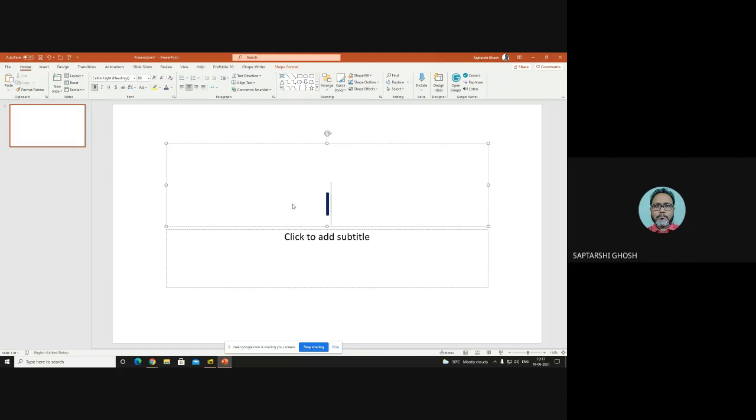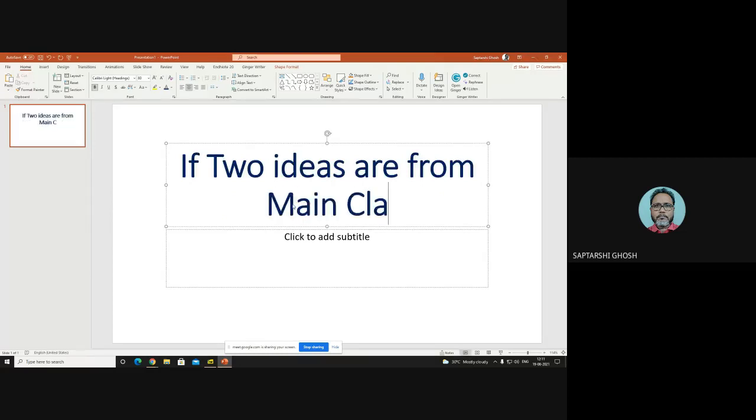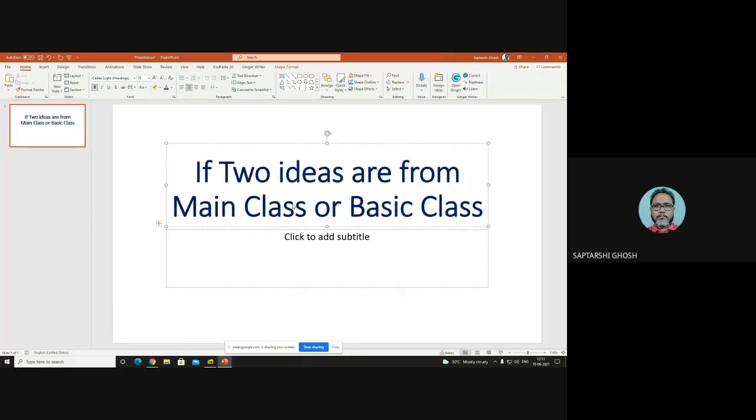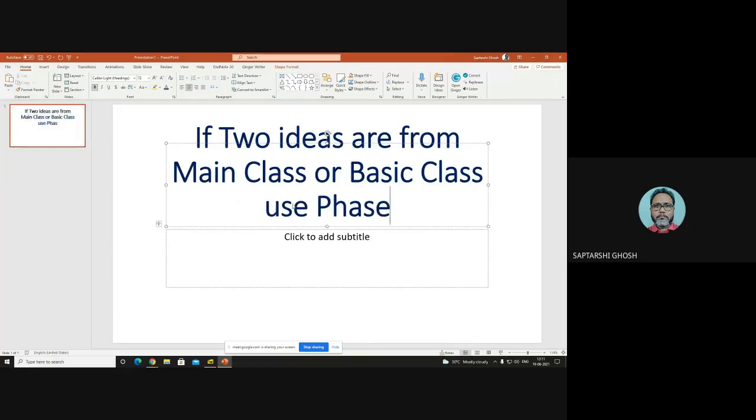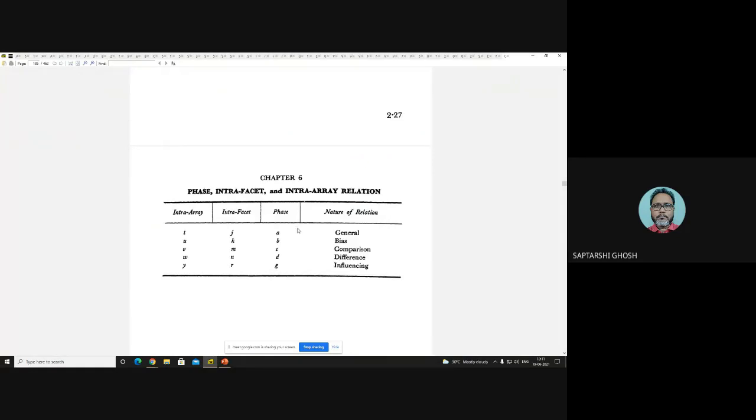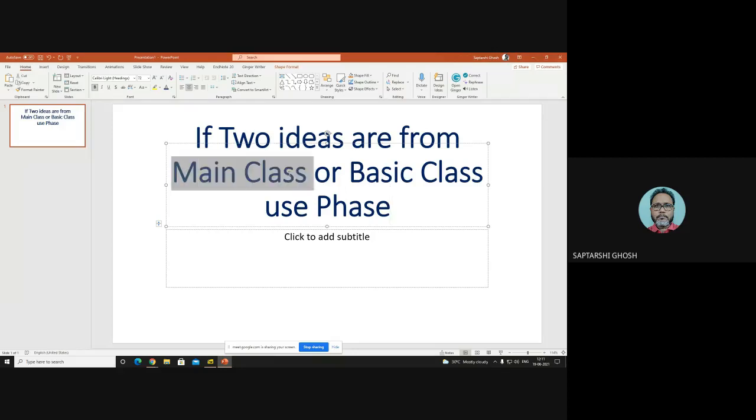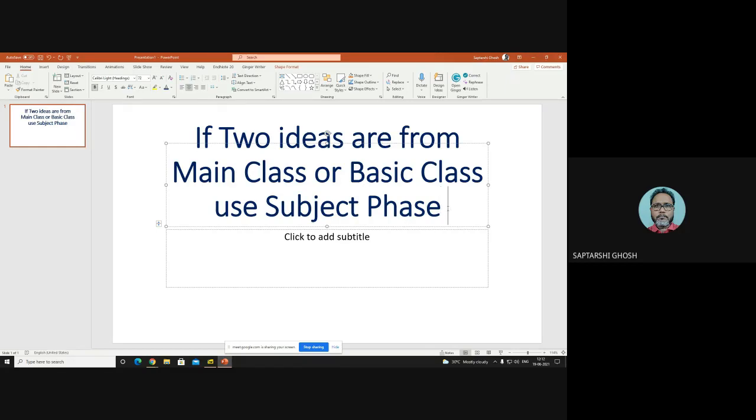Ranganathan stated, if two ideas are from main class or basic class, use phase. It is just phase. Phase means this one. Only use this one whenever two ideas are from the main class or basic class. Use phase. And you can say that one is a subject phase relation. It's not written there, but you can say that is a subject phase relation.